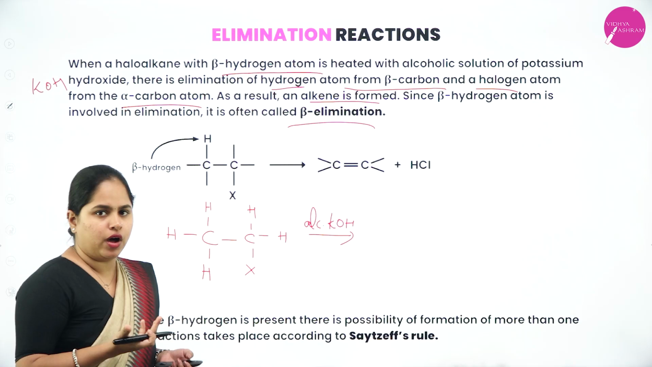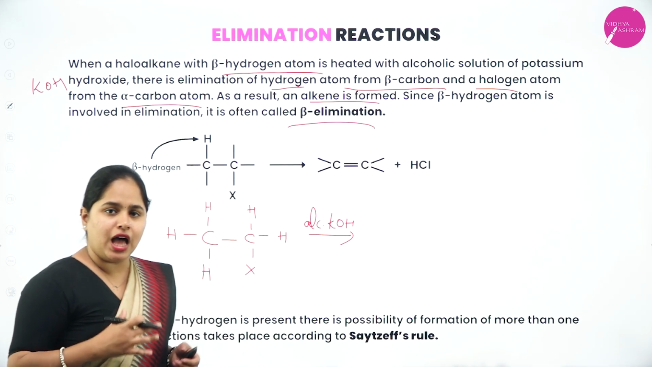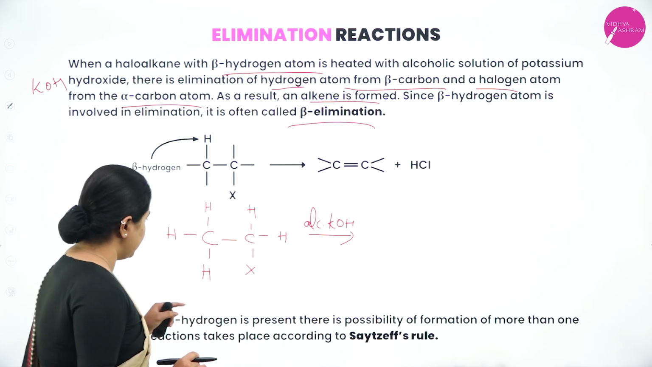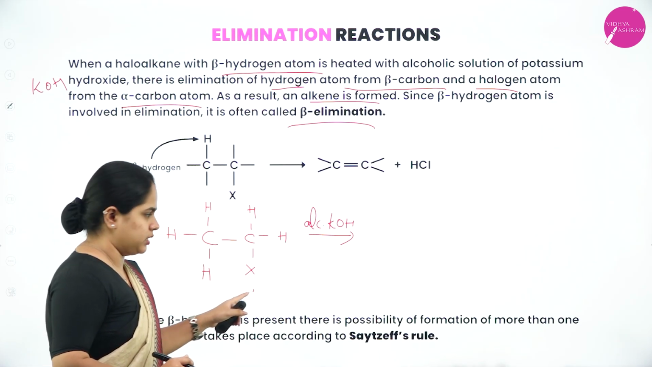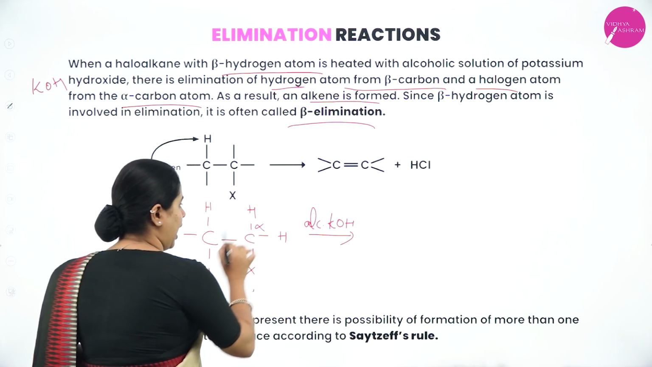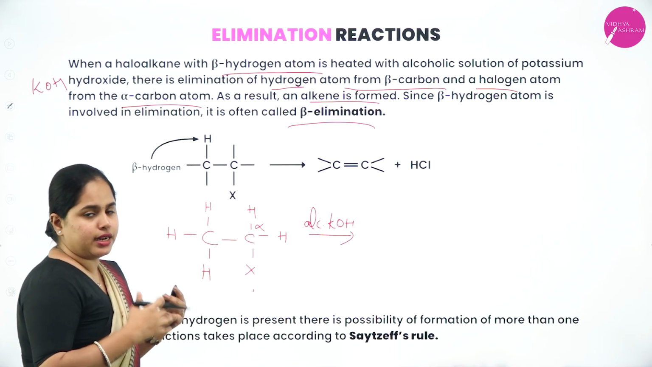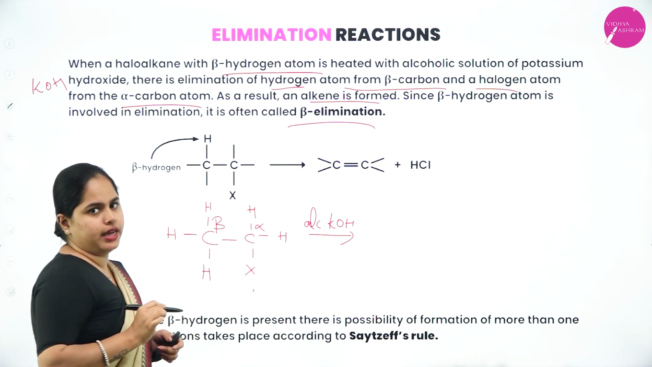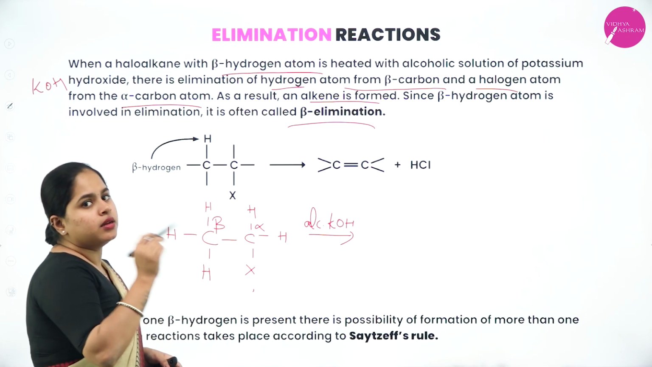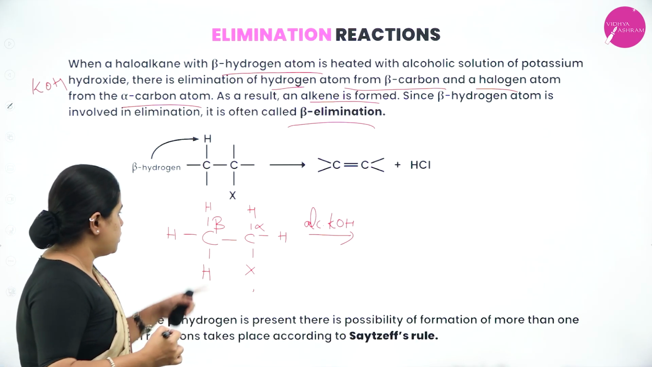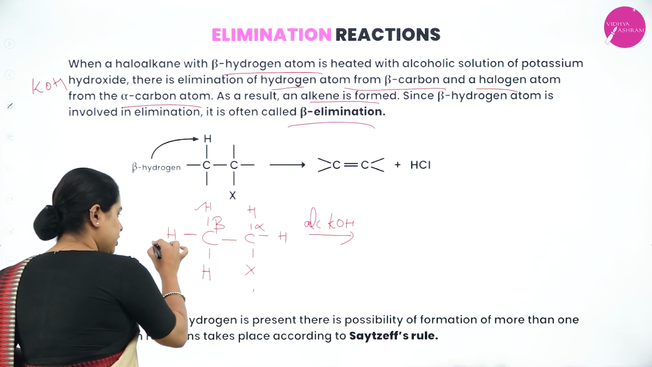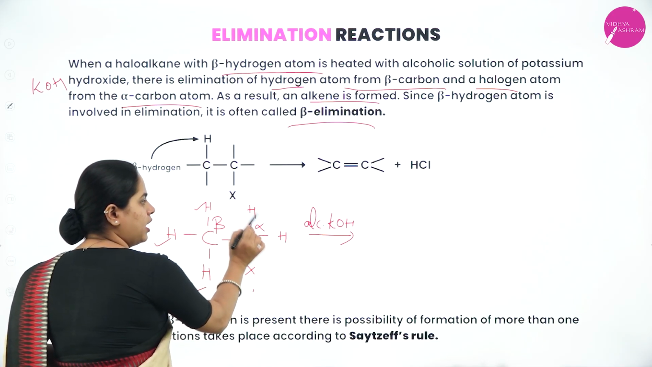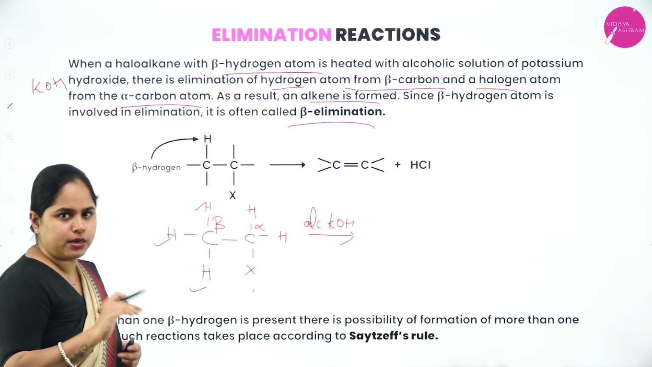So what is alpha and what is beta carbon atom? Alpha carbon atom is the carbon atom to which the halogen atom is directly attached. So where is your halogen atom here? The halogen atom is present here, attached to this carbon. So this is your alpha carbon atom. The adjacent carbon atom is your beta carbon atom. The hydrogen present on the beta carbon atom is called beta hydrogen. So here you can see this one is beta hydrogen, this is also beta hydrogen, this is also beta hydrogen, right? Whereas this is alpha carbon, so these are alpha hydrogens. I hope alpha and beta is clear for you.